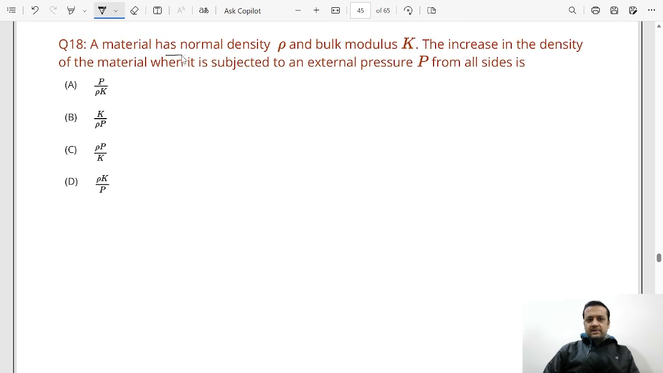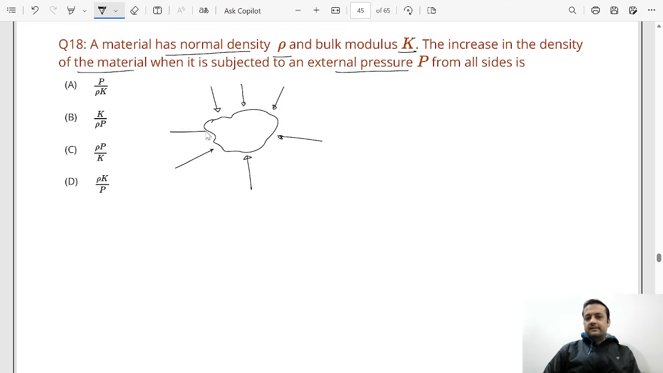Here there is a material which has a normal density rho and the bulk modulus k. The increase in the density of the material when it is subjected to the external pressure P from all sides. So look, suppose this is a material and it has a bulk modulus k. Now it is being applied the pressure P from every side.